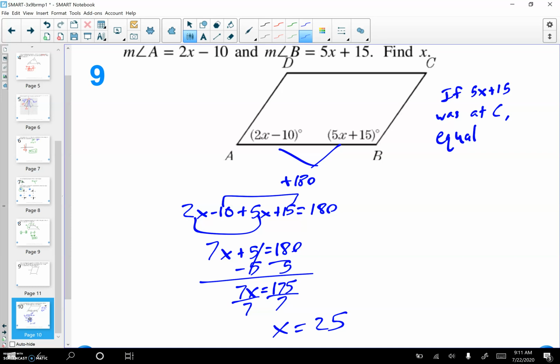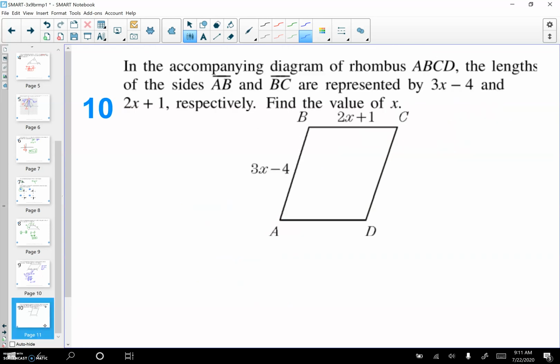And the last one here, number 10. In the accompanying diagram of rhombus ABCD, the lengths of the sides AB and BC are represented by 3x minus 4 and 2x plus 1. Find the value of x. So remember, in a rhombus, all sides are equal.